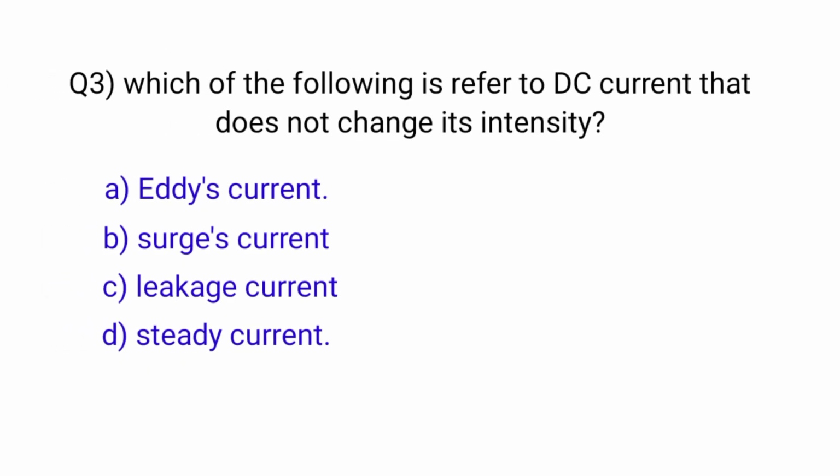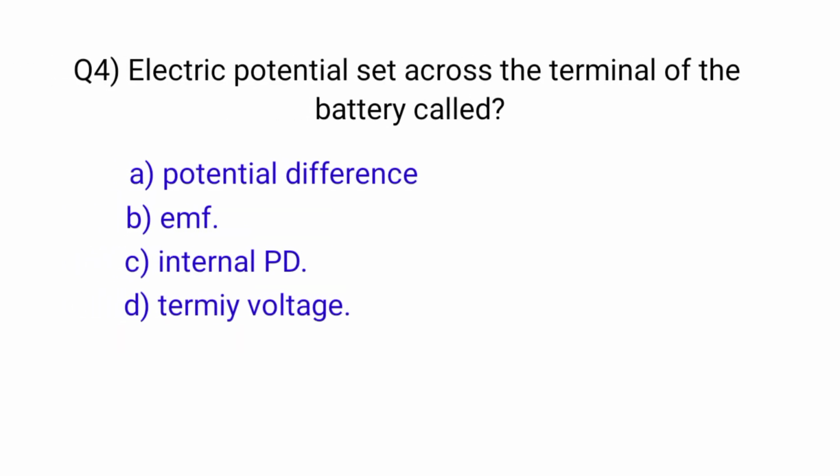Question number 3. Which of the following is referred to DC current that does not change its intensity? Option D, steady current. Question number 4. Electric potential set across the terminal of the battery called. The correct answer is option D, terminal voltage.